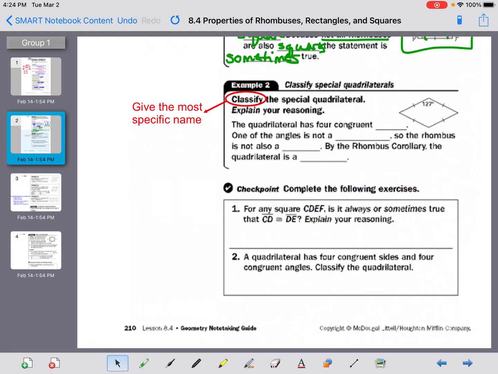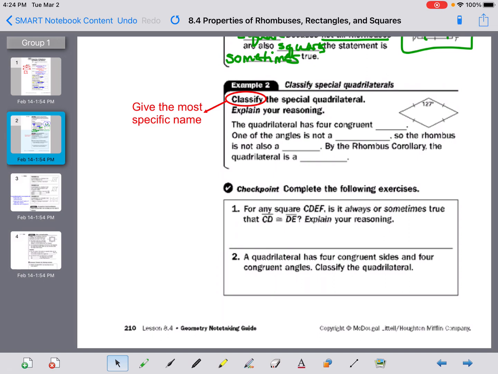Down here, classify this special quadrilateral and explain your reasoning. So give the most specific name. When I say classify, that's what it means. Give the most specific name. And it's important that we do that. We go to the most specific thing we can say. So in this case, I see 4 sides. That makes it a quadrilateral, right? But now we're going to say, can we get any more specific than those 4 sides right there?